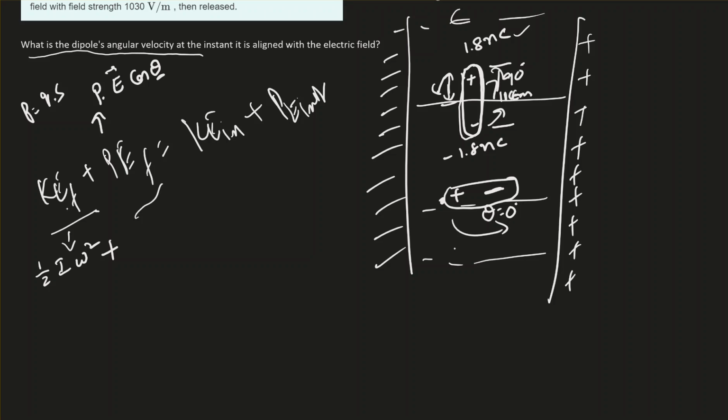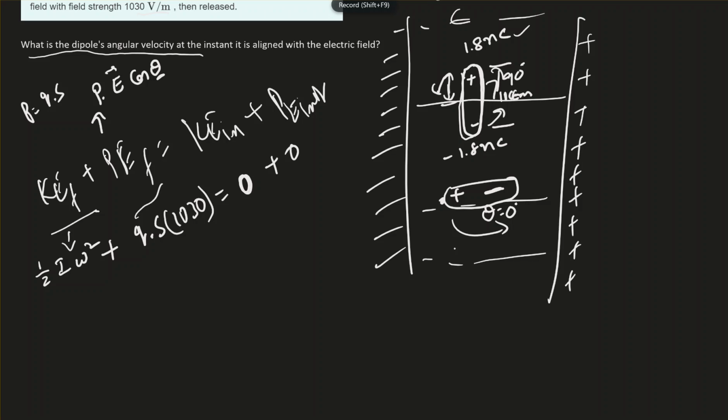So KE final, which is half I omega square, plus PE, in this case Q times S times the electric field, which is 1030 volt per meter, that's what's given. I know the Q value, I know the distance too, which is 5.5 centimeters, must be equal to K initial. Kinetic energy is 0. And PE initially, theta is 90 degrees, cos 90 is 0, so I can take that as 0.